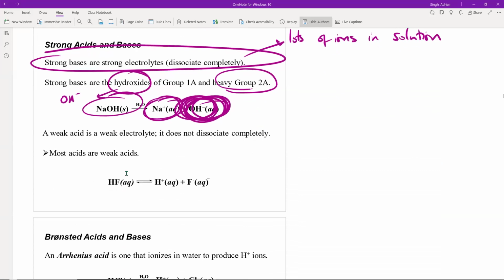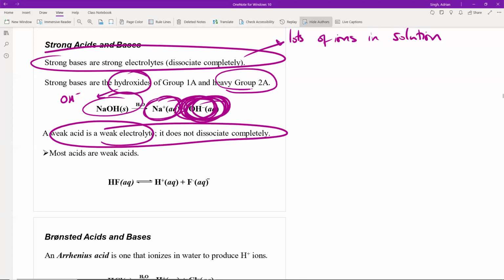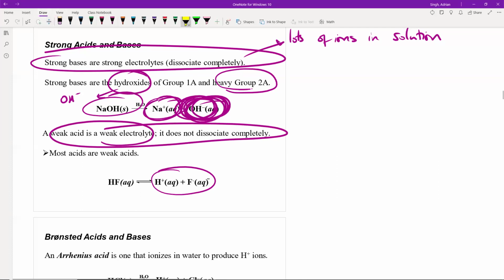Weak acids and weak bases, on the other hand, tend to be weak electrolytes because they don't dissociate completely. So we get small amounts of ions. Hydrofluoric acid, for instance, doesn't dissociate completely. And again, we can tell that from this equation because we have our double-headed equilibrium type arrow. This means that yes, we do get ions. Ions are produced, they're present, but in very small amounts, which makes this a weak electrolyte.